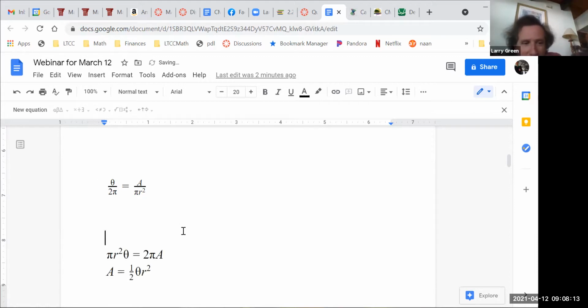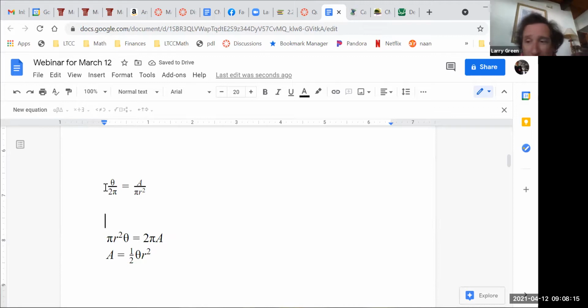Now we just do basic algebra. We cross multiply, and you get theta times pi r squared, or pi r squared theta, and 2 pi times A. So pi r squared theta equals 2 pi A. Then we can solve for A. If you divide by 2 pi, the pi's cancel. We get a 2 in the denominator, pull it out as a 1/2. And then typically you switch the theta and the r squared, and you get area equals 1/2 theta r squared.